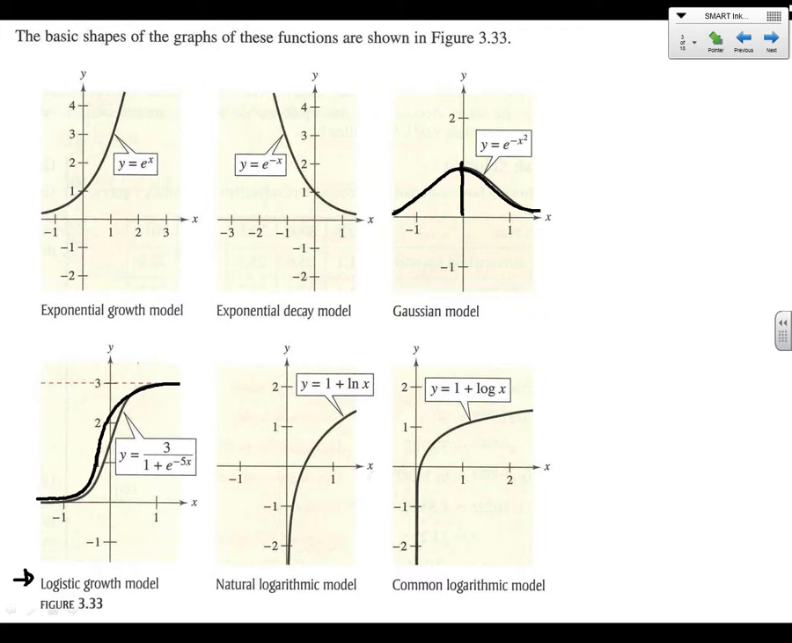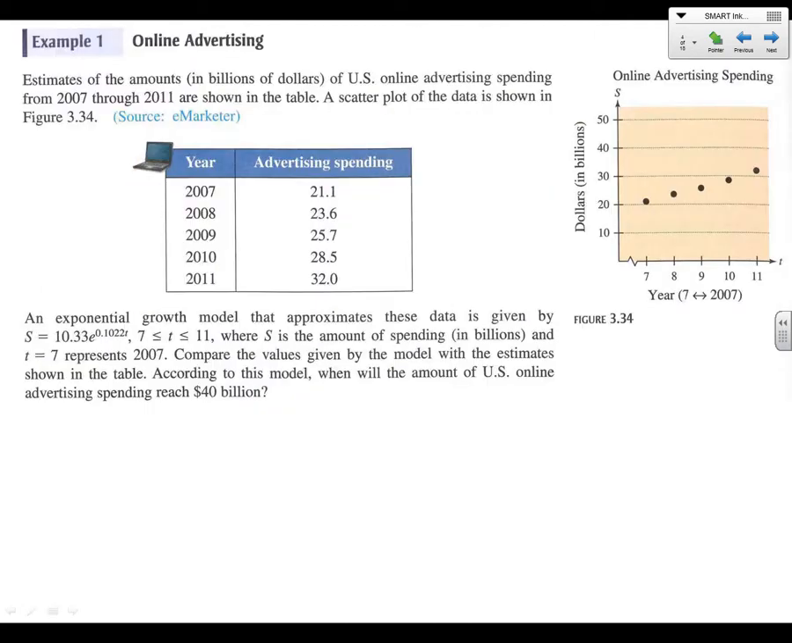The last two that we see here are for your logarithmic models: the first one for natural logs, and then for log base 10. So that's what we're looking at in this section. Let's start our first example. It's going to be an exponential growth model about how much is spent on advertising, and they give us an equation here.